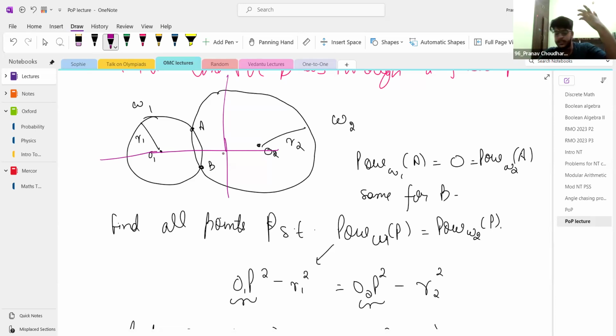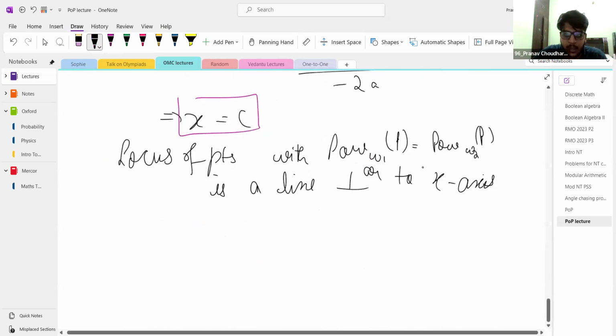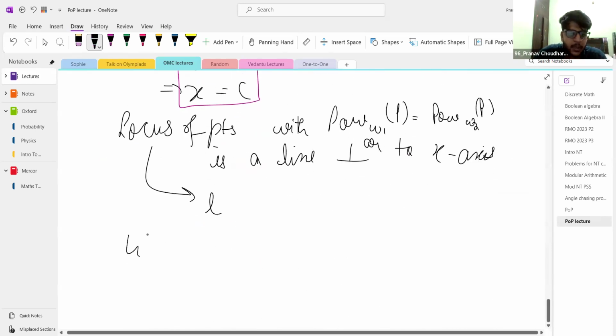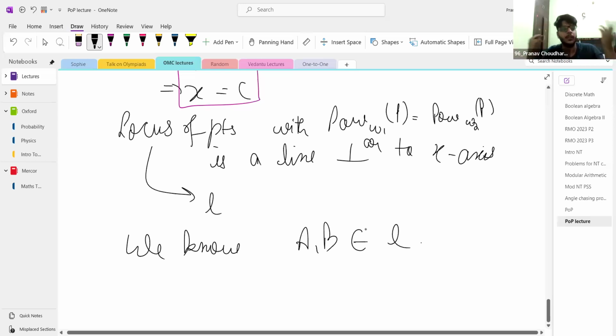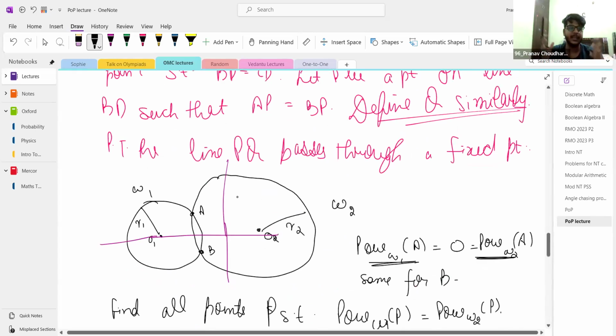Not essential for people who just do synthetic, but it's fine. I like doing bash. Anyways, since we talked about the power of A being the same with respect to both circles, and so is B, we know that A and B lie on this particular line. Let's call this line L. So A, B lie on L. If you know two points lying on a line, we know the line. So the locus of all the points such that their power is equal is the line which passes through the intersection. And this also proves that this line is perpendicular to the line joining the centers.